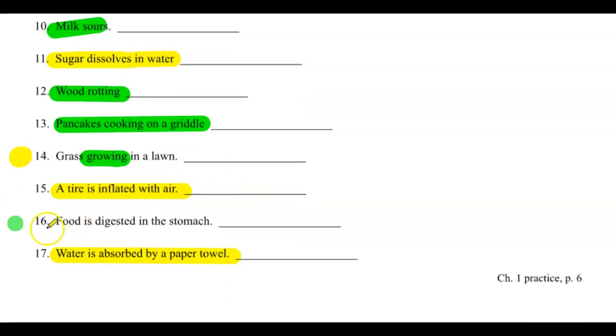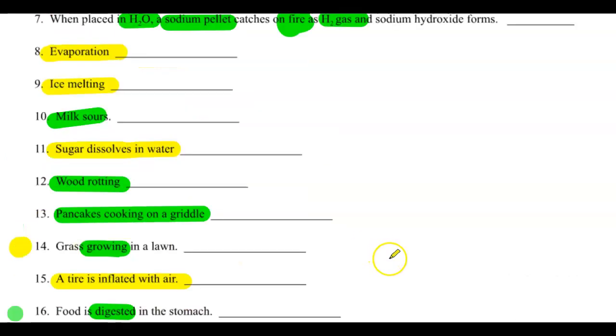Okay. And how about food digested in the stomach? If you had Chick-fil-A for lunch today, does that Chick-fil-A change? Yeah. When you digest it, your body breaks it down into new substances and that becomes your energy to move and do all your chemistry homework. So digestion is always going to be a chemical one.